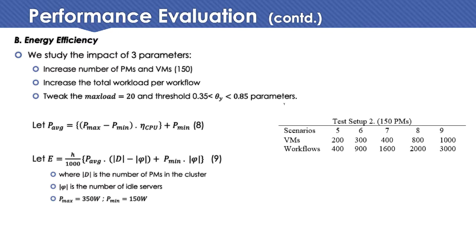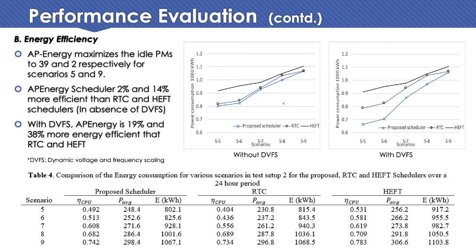In order to determine the power consumption over a period of time, we calculate the average power consumption for a physical machine given by variable P average in equation 8. We estimate the total energy consumed by the cluster over a period of H hours in terms of kilowatt hours given in equation 9. Here we assume that the Pmax is 350 watts based on the physical requirements of a server, and minimum P is 150 watts. In scenario 5, with 200 virtual machines and 400 workflows, there are 39 idle physical servers compared to 2 and 8 for HEFT and RTC schedulers respectively.